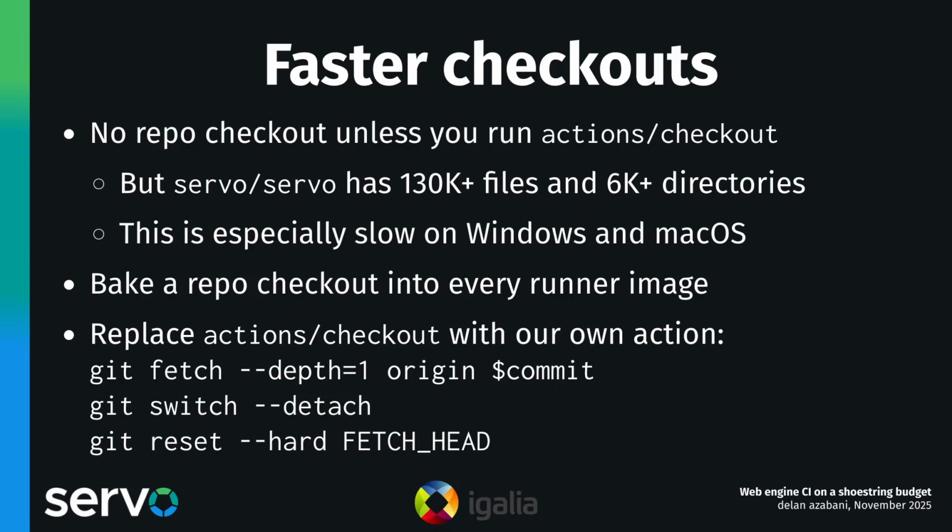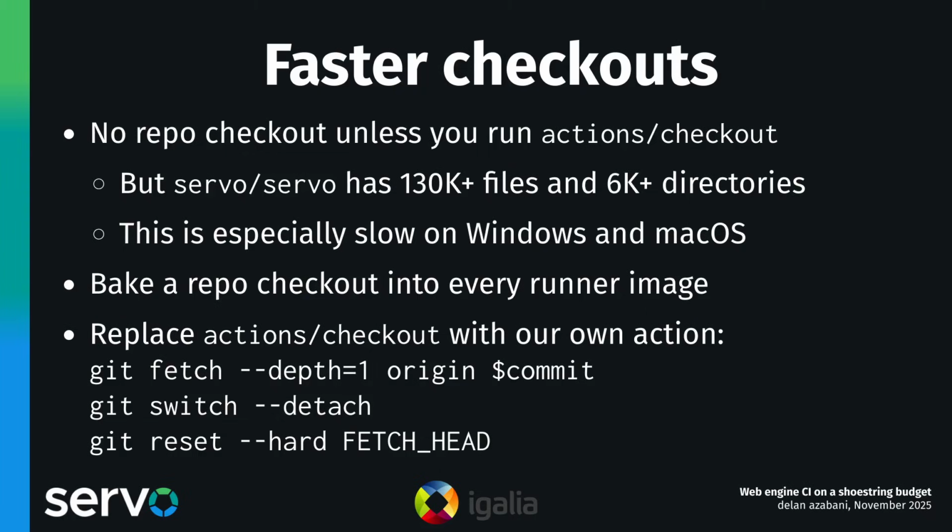It works well enough for most users and most repos. But the Servo repo has over 130,000 files across 6,000 directories. And that's just the tracked files and directories. As a result, even if we use things like shallow clones, there's just no getting around the fact that cloning this repo and checking it out is slow. It's unavoidably slow, and it's especially slow on Windows and macOS, where the file system performance is honestly often pretty poor compared to Linux. So we want to make our checkouts faster.